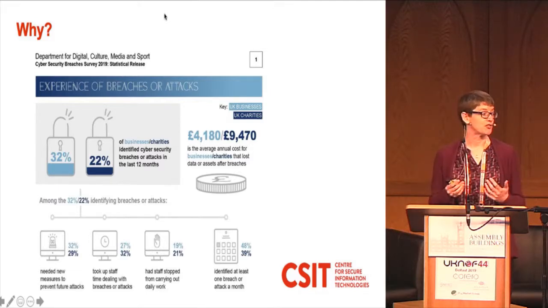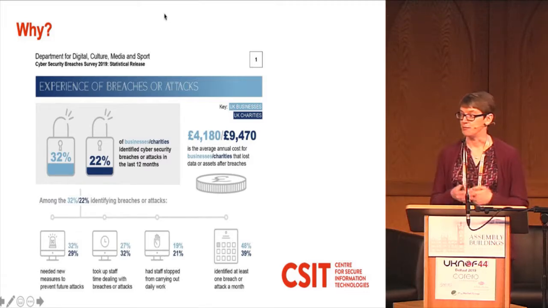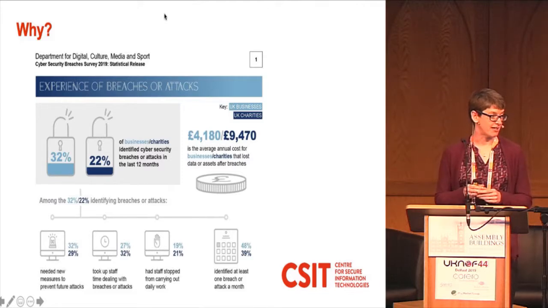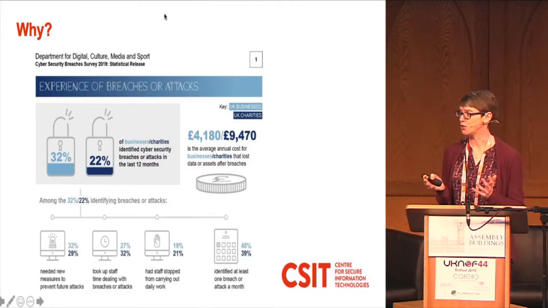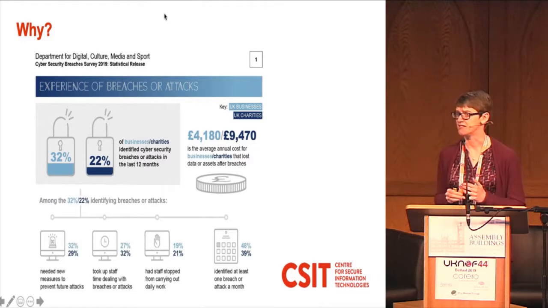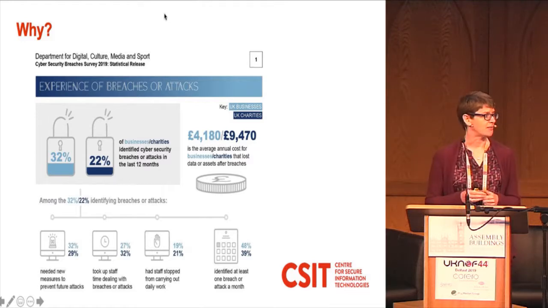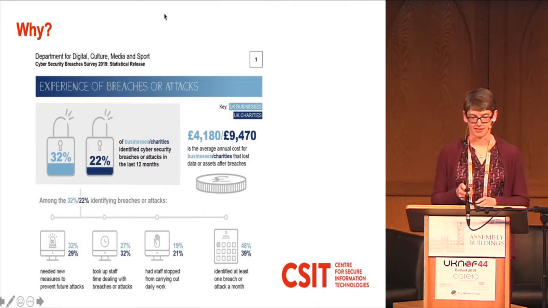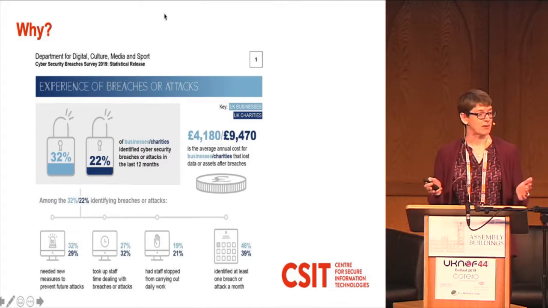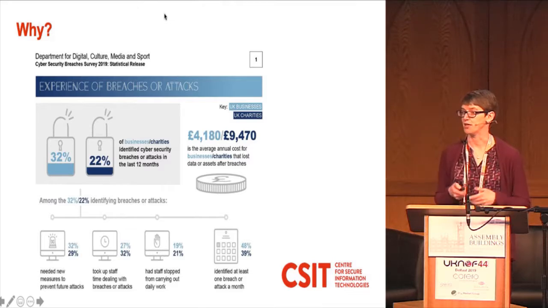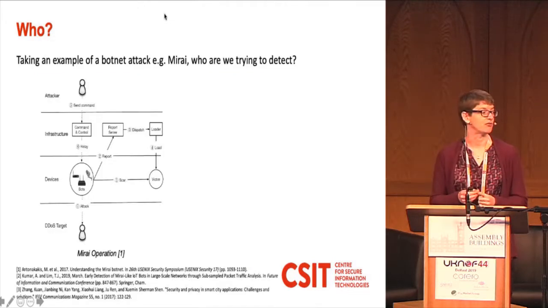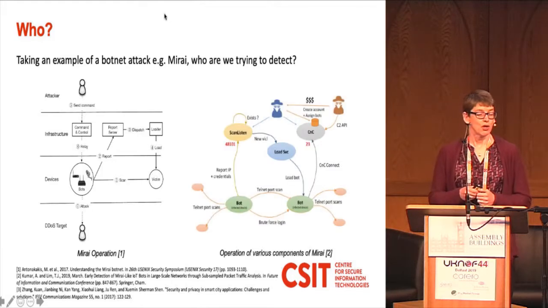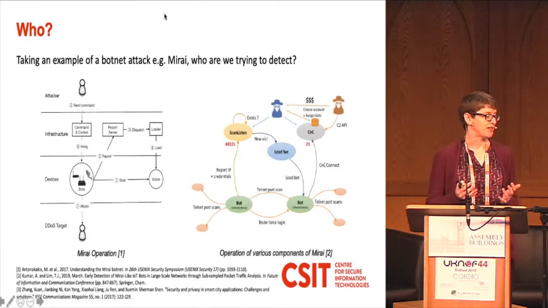The motivation for doing it, particularly from the business aspect, is that it is a cost. These are some figures from the government department, talking about the cost to UK businesses and charities. You can split that out into time cost and also the monetary cost to businesses that are being attacked day in, day out. So we definitely want to be monitoring what's going on in our network. We definitely want to be doing early detection if possible, and proactively protecting within the network if we can do that.